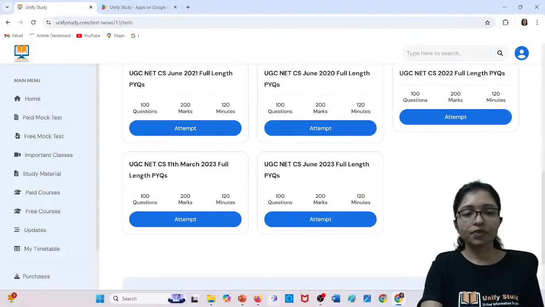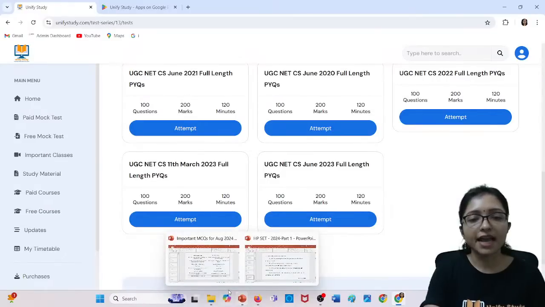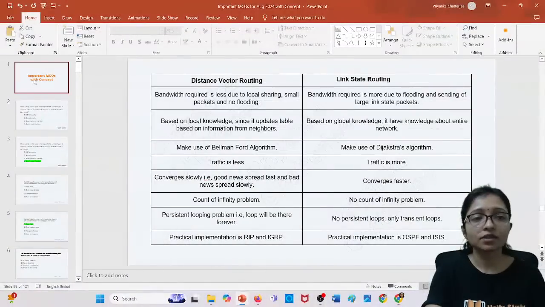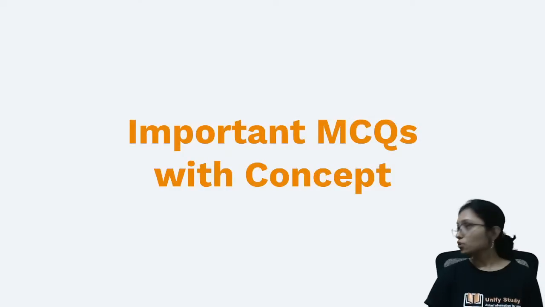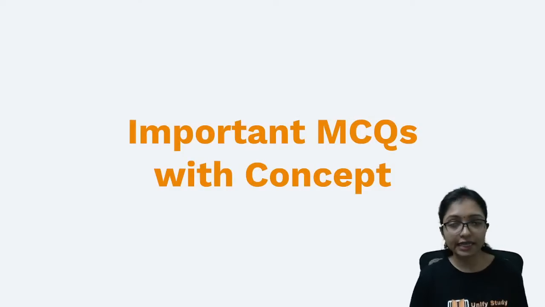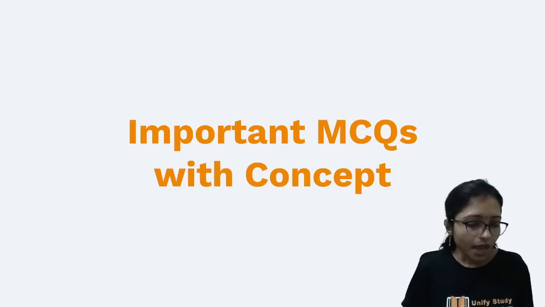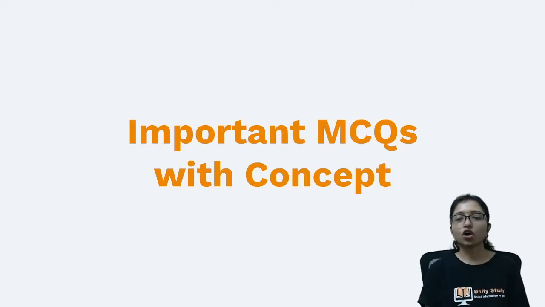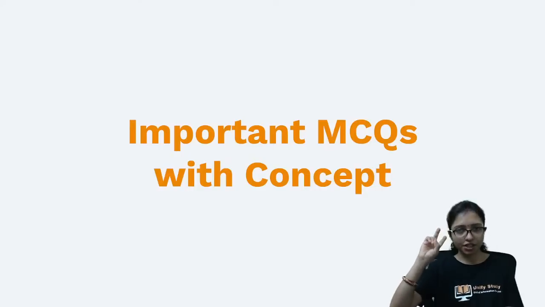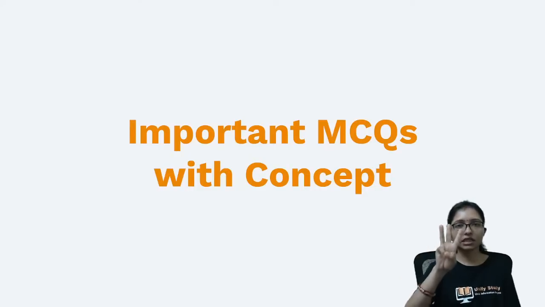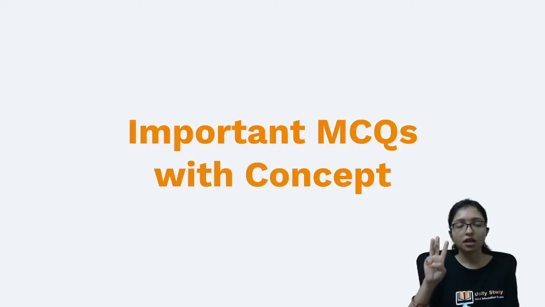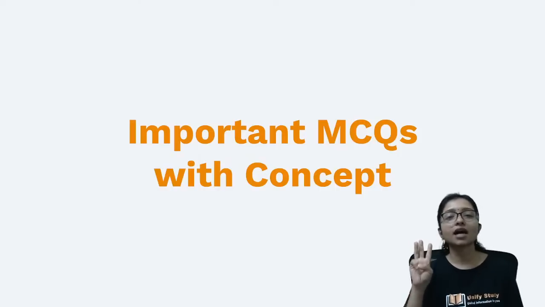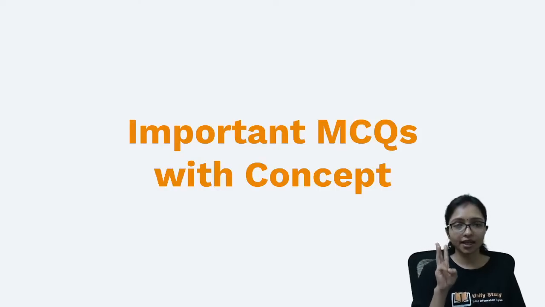Now without wasting time, let's start the important MCQ and concept. As you know, nowadays the question pattern is theoretical, and if you are not strong in computer architecture, operating system and networking, these three subjects will give you 40 to 50 questions. Means 80 to 100 marks are coming from this theoretical area.